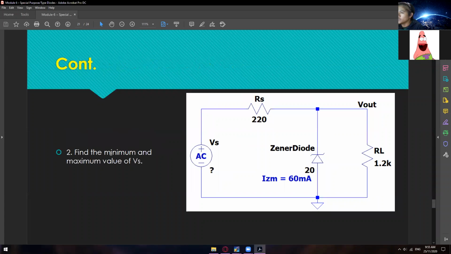And then number two is find the minimum and maximum value of Vs. So this is super similar to the past example, just different values. I only gave two questions, so it's kind of quick to answer. In just 30 minutes, you will be able to answer number one and number two, since we already have your basis in the past examples. Do you guys have a clarification on your quiz number one and quiz number two so far?